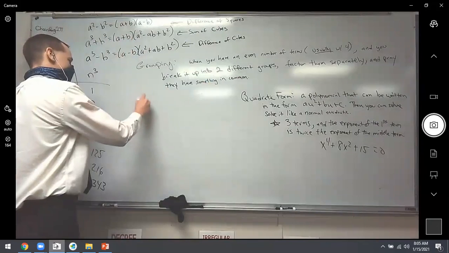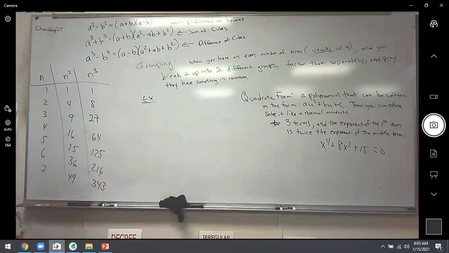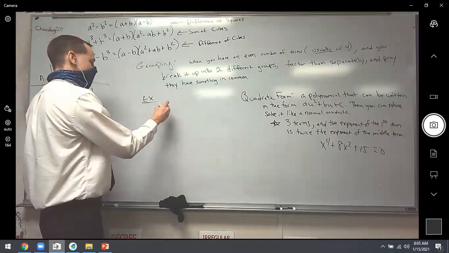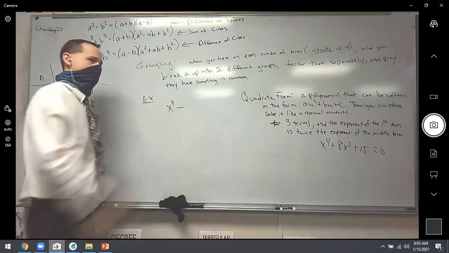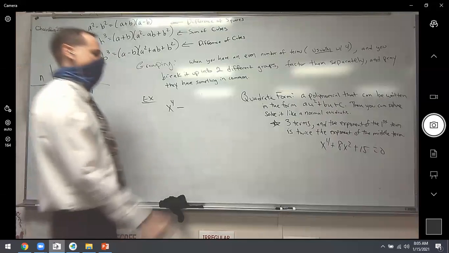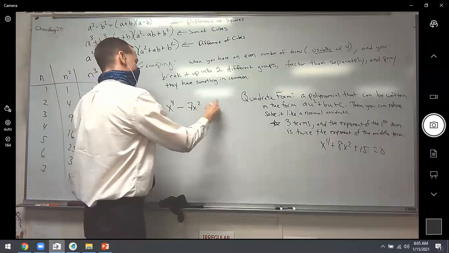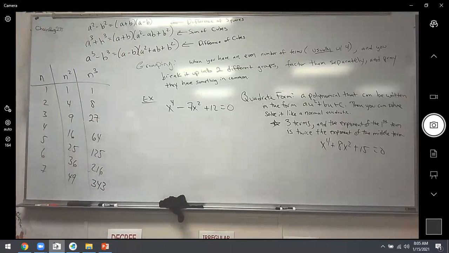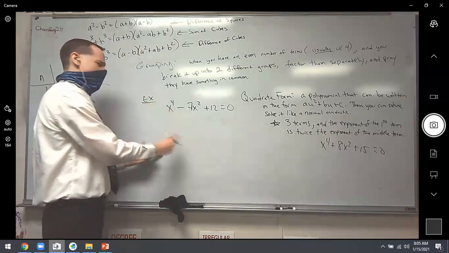So let's look at some examples of this. There's none on the board. I'll just make some up on the fly. We'll do 2 or 3 and then call it a day. All right, let's say I gave you this: x to the 4th minus 7x squared plus 12. So somebody throws this at you and it looks crazy. It's not a quadratic, it's a 4th degree, but it has the structure of a quadratic.